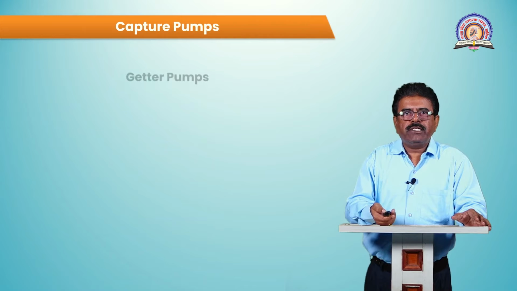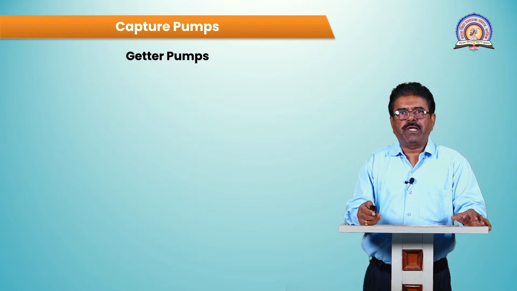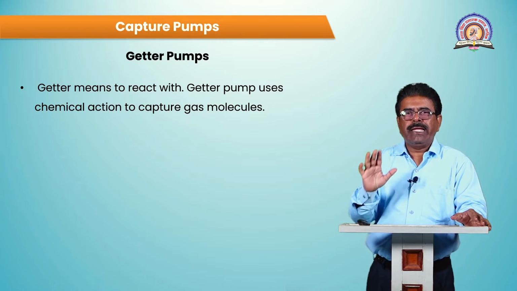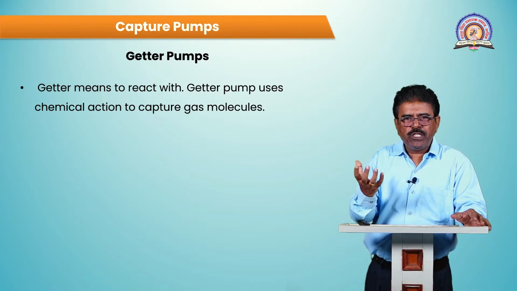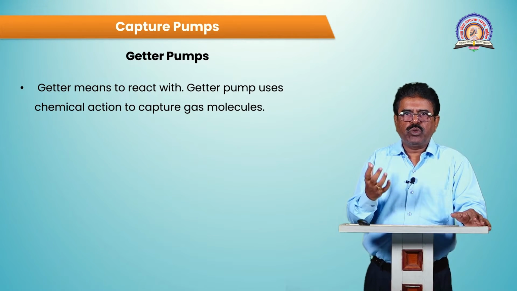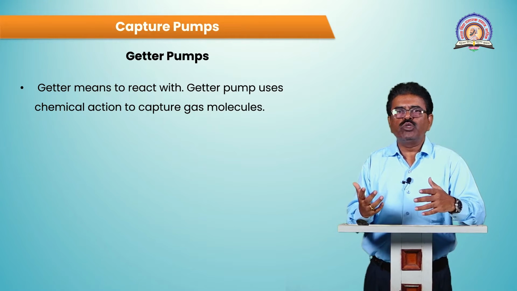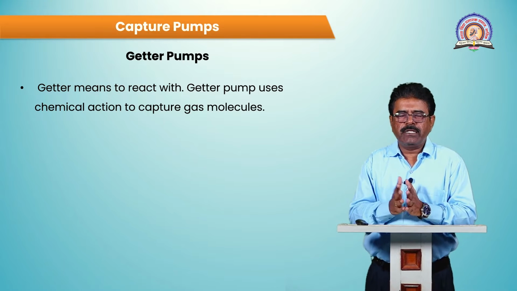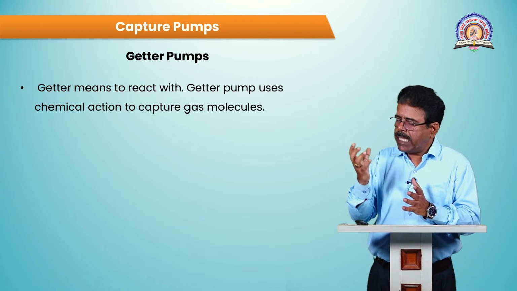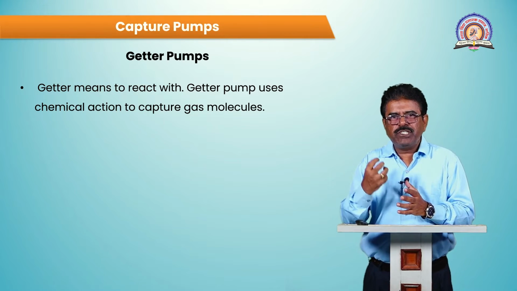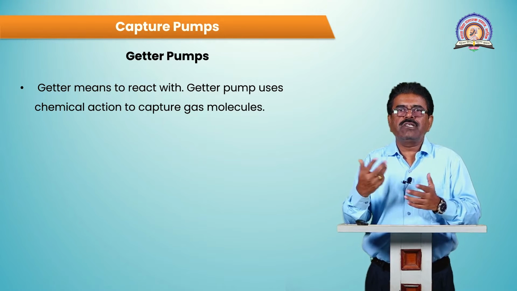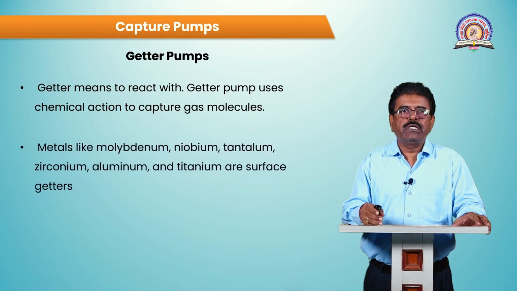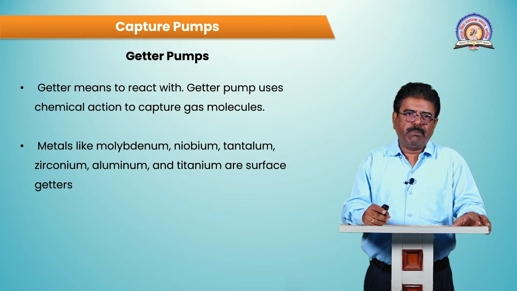Okay, so let us start with the first type of capture pump, that is getter pumps. Now the word getter means what? Getter means to react with. So getter pumps actually use chemical action. So there are certain kinds of getter materials which react with the gas species. The gas species are captured and some chemical compounds are formed. So the gas molecules are converted into chemical compounds.